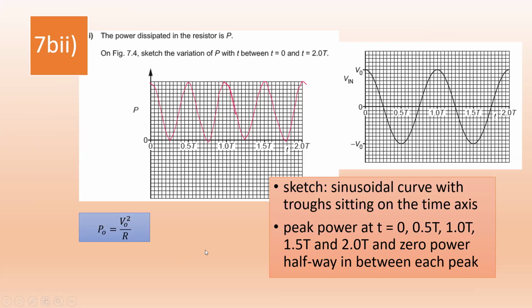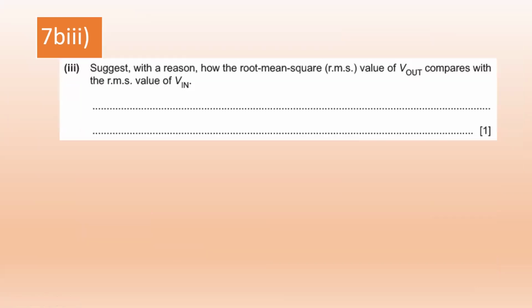Any comment? Okay, no comment. Let's carry on. Suggest, with reasoning, how the root mean square value of V out compares with the root mean square value of V in.